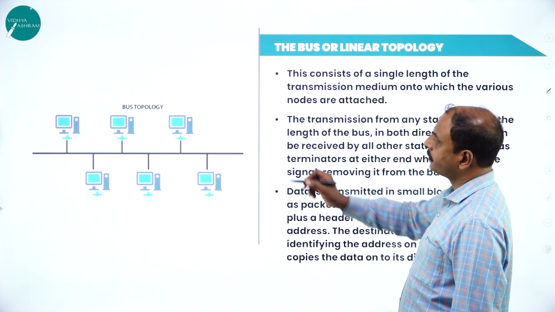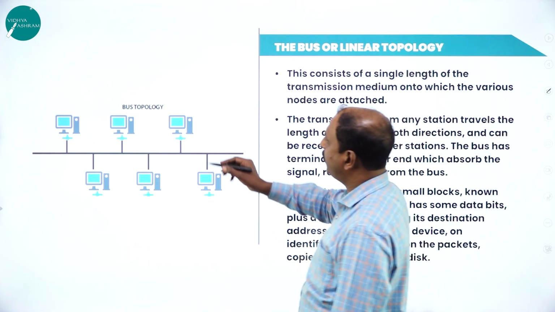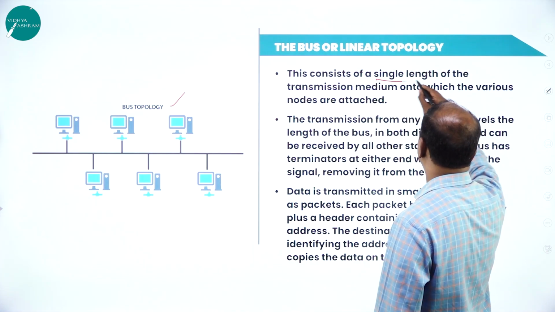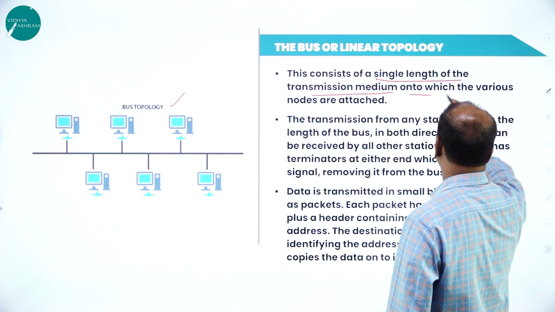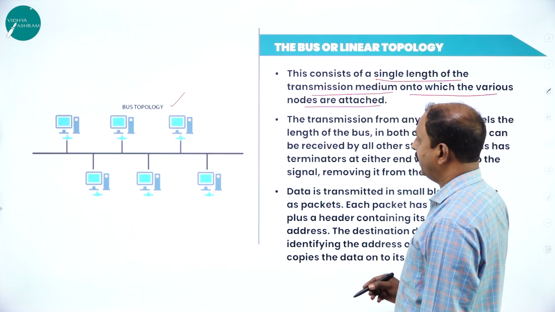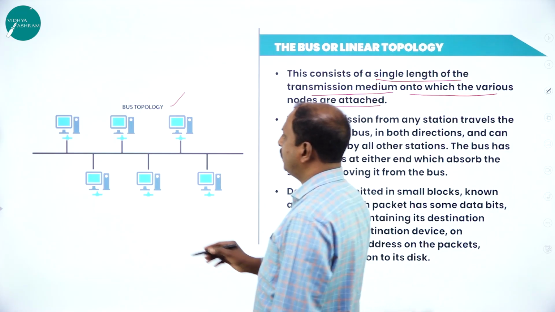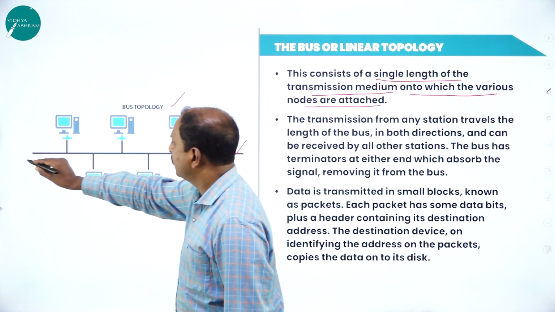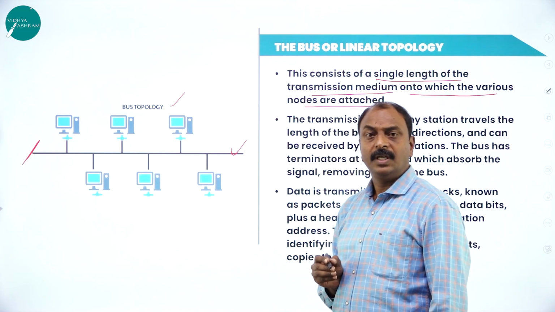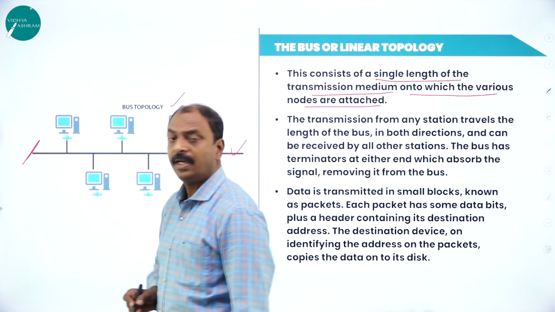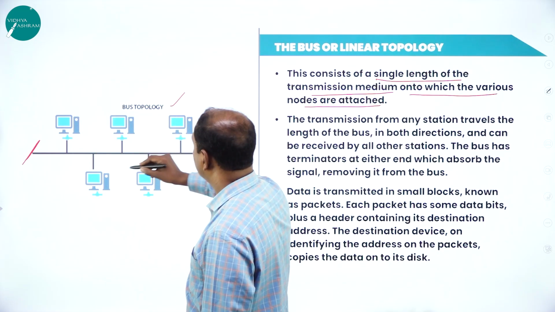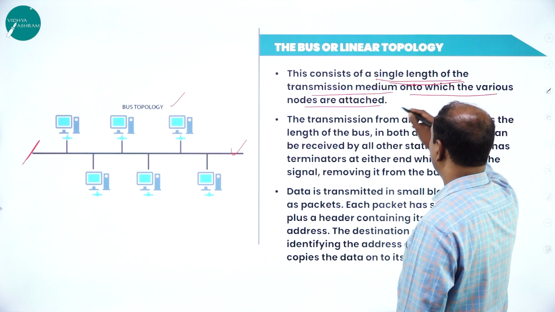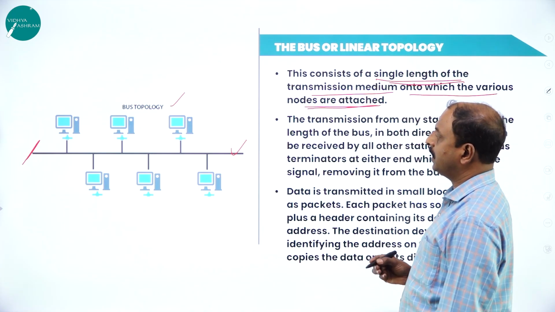Next is another type of topology, that is bus topology. What is bus topology? Here, this consists of a single length of the transmission medium onto which the various nodes are connected. If you look at the diagram here, these are all different terminals or different nodes in a network, and this is a single line. This is the main transmission cable, onto which all other nodes are connected. That is bus topology. So here a single length of wire onto which other nodes are attached or connected.